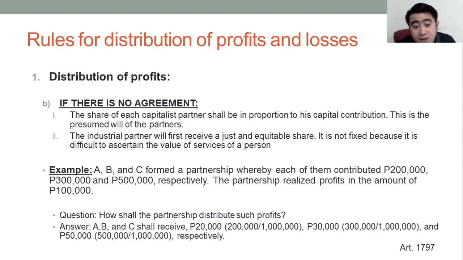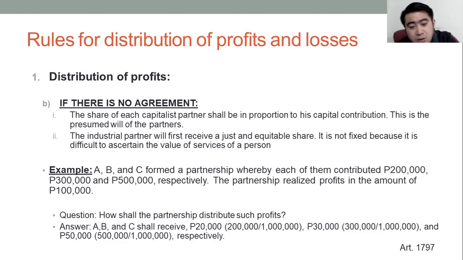Kaya kung makikita nyo sa computation, sa 20,000, it's 200,000 pesos divided by 1 million. Saan galing yung 200,000 pesos? Eh di doon sa contribution ni A, which is given in the problem. 200,000 divided by 1 million. Bakit 1 million? Kasi yun yung total contribution ng mga capitalist partners.